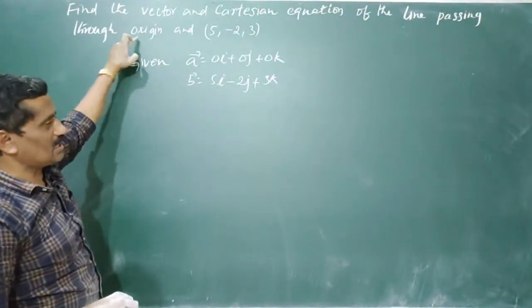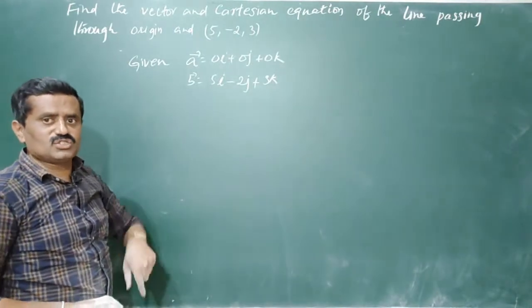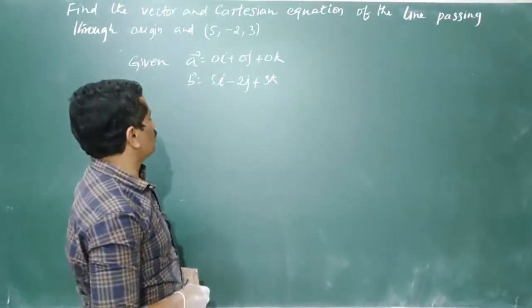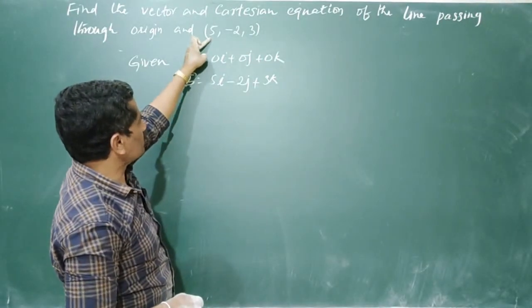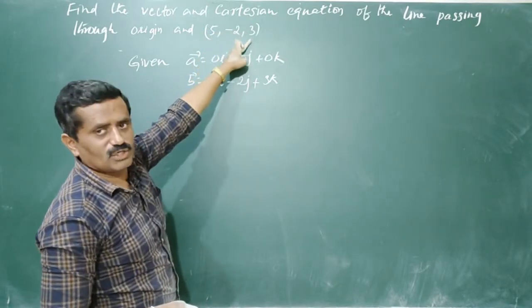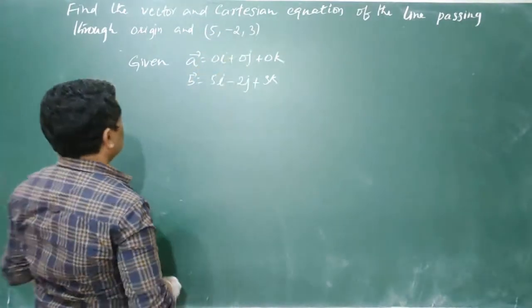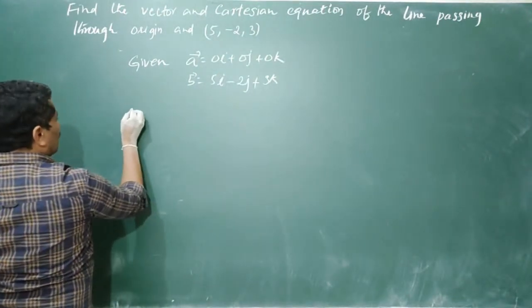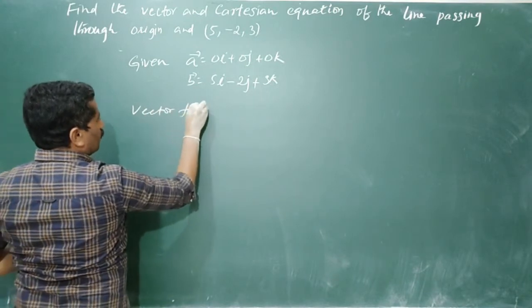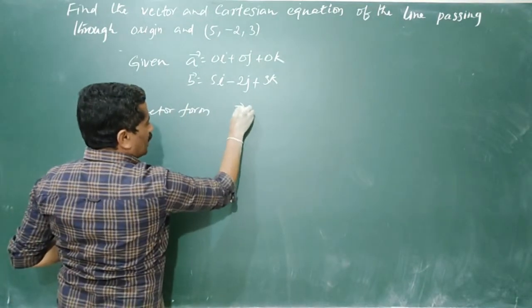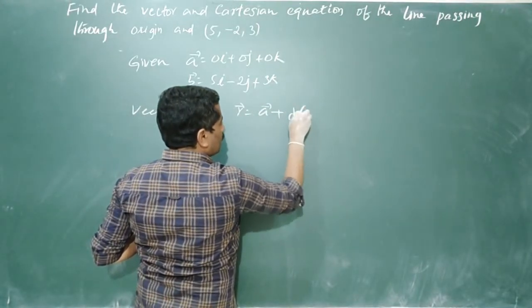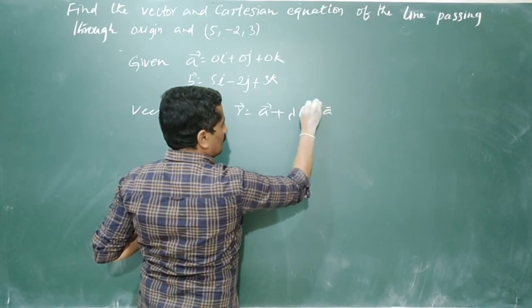Origin means the coordinates will be 0, 0, 0. x1 is equal to 0, y1 is equal to 0, and z1 is equal to 0. We have x2 is equal to 5, y2 is equal to minus 2, z2 is equal to 3. Therefore, we have the vector form, that is r bar is equal to a bar plus lambda of b bar minus a bar.